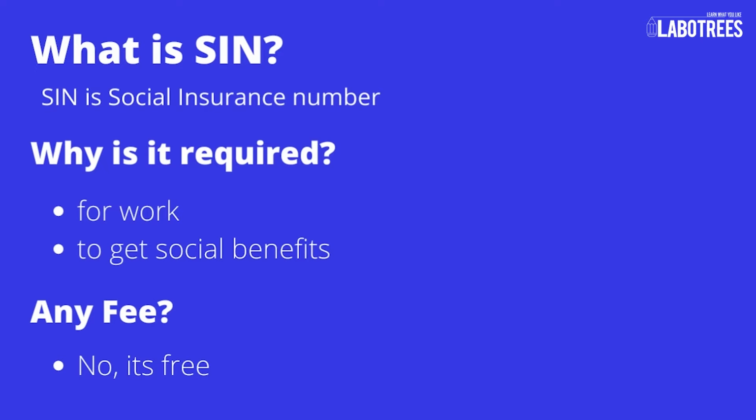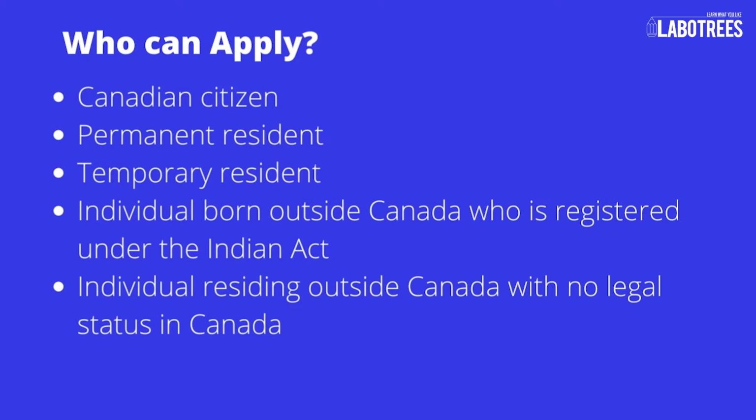The SIN number is a Social Insurance Number that is necessary to get benefits from the Canadian government. If you come to Canada and you want to work, then you need this SIN number to show your employer that you are eligible to work in Canada. You can get this SIN number completely free. There are no fees, whether you apply in person, by mail or online. You will get this free of cost.